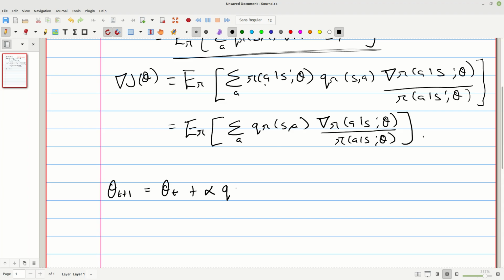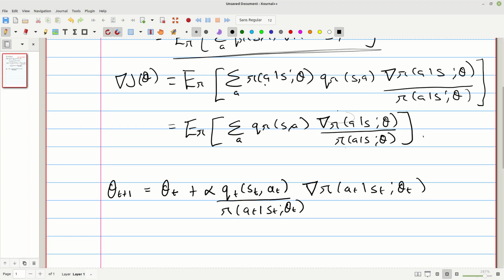q, let me write it like this, (s_t, a_t), which is our q value here, and we're essentially going to divide this by pi of a_t given s_t parameterized by theta_t, times the derivative of pi of a_t given s_t parameterized by, again, theta_t. So we just took a sample essentially from here. This q is the one that's given here, the denominator is what's given here, and this numerator is what's given over there. So that's how we make our update.